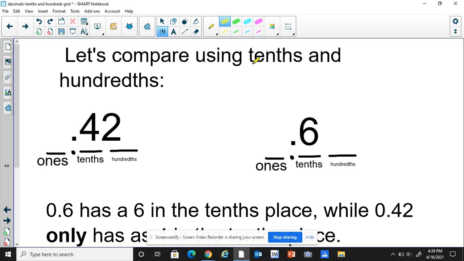Now let's compare using tenths and hundredths. So look at this. We've got our little mini place chart set up here. We've got the ones place, and then that whole is cut up into tenths and then hundredths, and the same thing over here. So you have a 4 in the tenths place, while here you have a 6 in the tenths place. So you can't say, oh, 42 is bigger than 6, because this is only 4 tenths. This is bigger. It has 6 tenths.